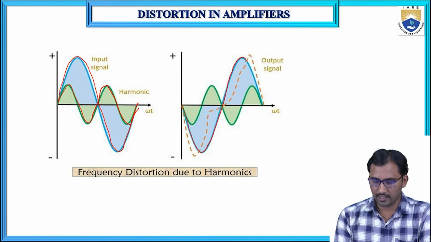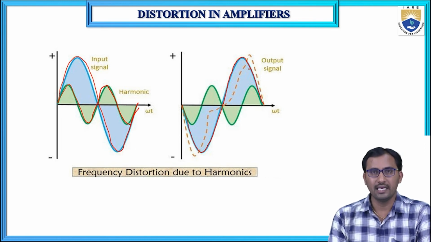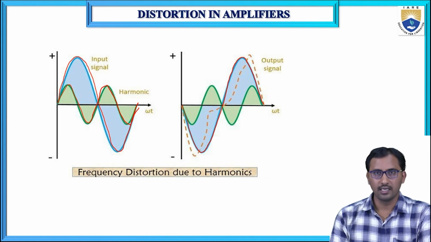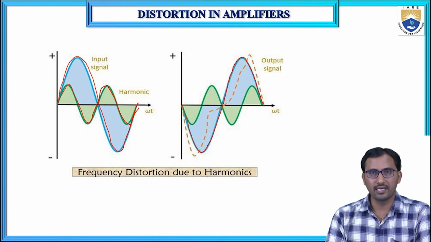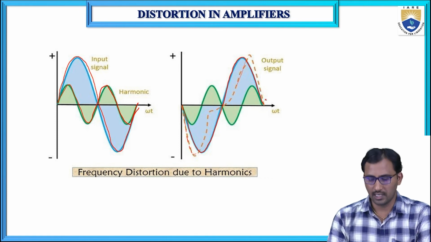You're supposed to get the waveform like this, but this dotted line waveform is a frequency distorted output waveform, because of this harmonics there is a distortion. So then the output waveform will be like this. This is a dotted line. This curve is the output waveform. That waveform is called frequency distorted output waveform.